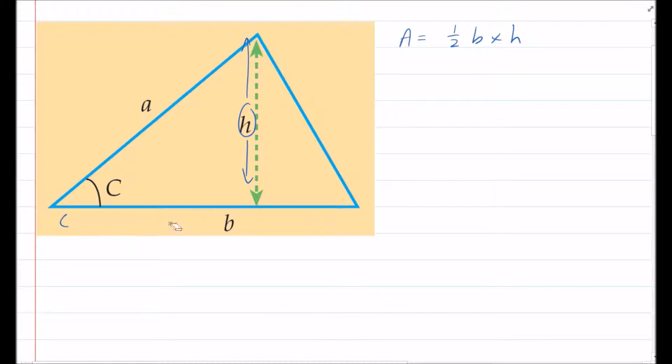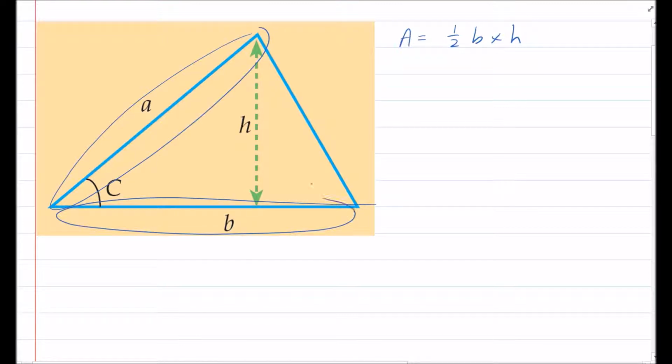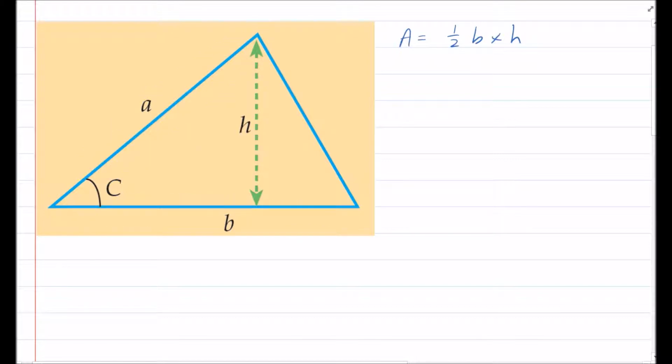For this particular triangle, we want it in terms of the sides we can measure. So we can measure A and we can measure B. H we can't easily and accurately measure. B's okay because we've got that in our formula, but we need to substitute something in terms of A for H.